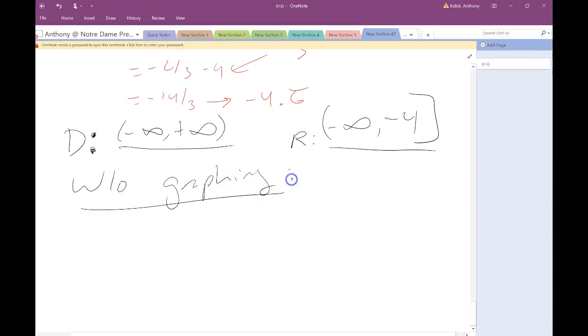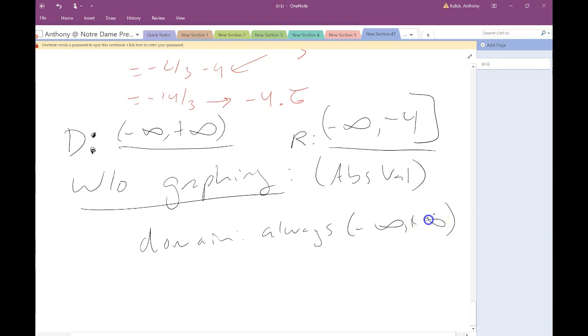What if we wanted to be able to figure out the domain and range without graphing? And this is again really just talking about absolute value functions only. Well, the domain, that's easy. It's always all real numbers. So you just don't even have to think. The range, well, it depends on a.